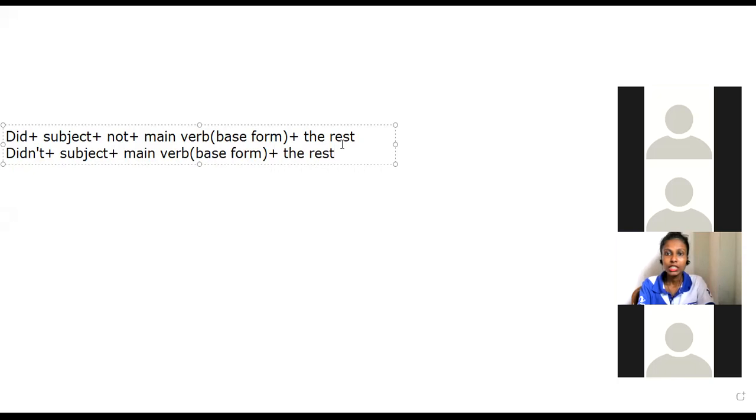Kavya, tell me your question. Tell me one of your yes or no questions. Did you have your lunch? Okay. Now, using the first syntax, tell me the negative of it. Did you not have your lunch? Second way. Didn't you have your lunch? Good. Write the negative form of the question and write these two syntaxes.